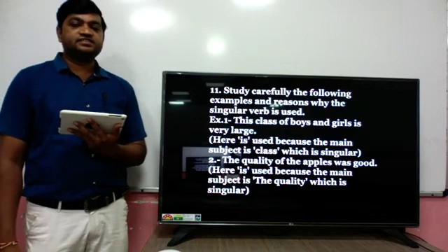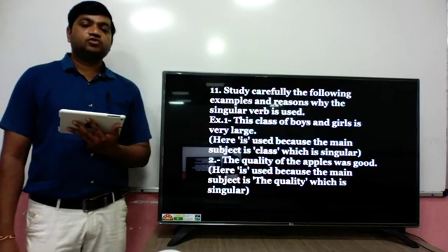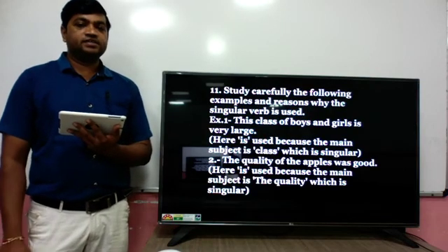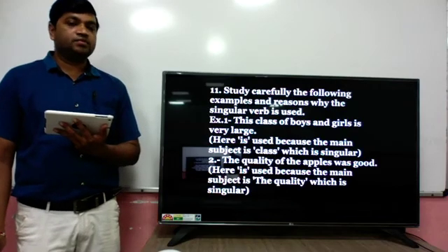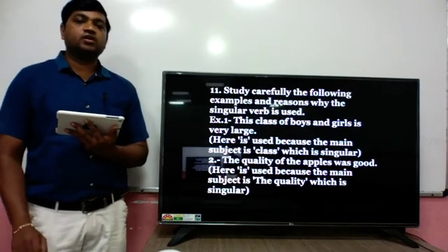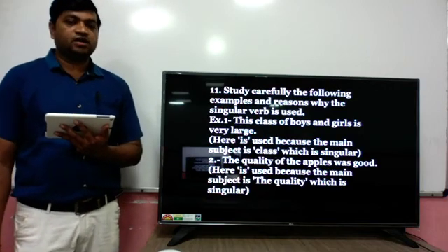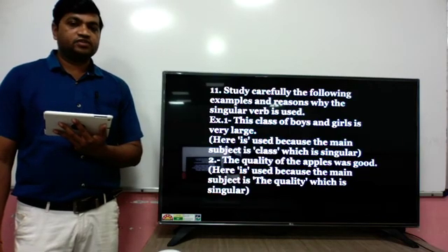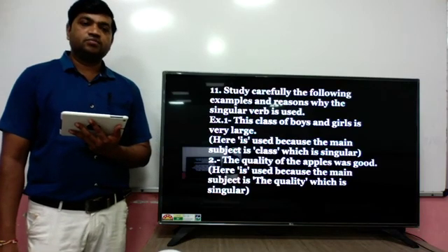In the second sentence, the quality of apples was good. Here also we are talking about the quality, so the quality is the main subject. Apples are plural, but we are talking about the quality, not about the apples. So the quality is singular. So was is used because the main subject is the quality, which is singular. That's why we use a singular verb here.